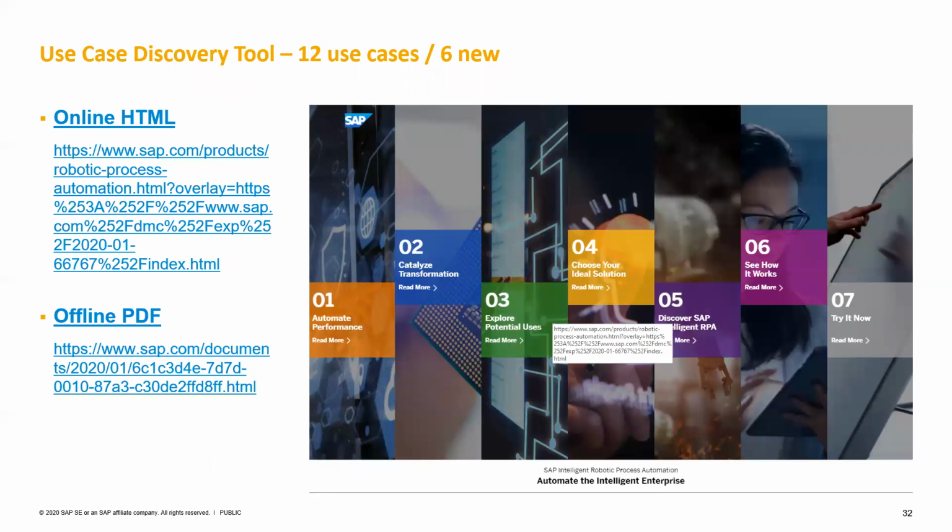We have also, during the last quarter, updated a tool which is available both online and as a PDF document. This is a use case discovery tool, allowing you to browse 12 use cases, 6 new have been added recently, to figure out what RPA can achieve in terms of results in different areas. Next slide.